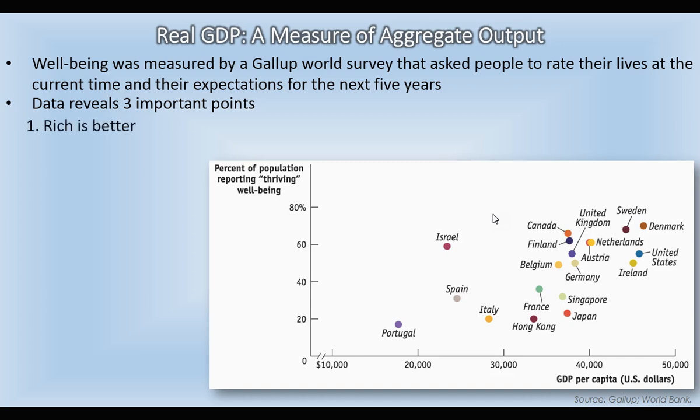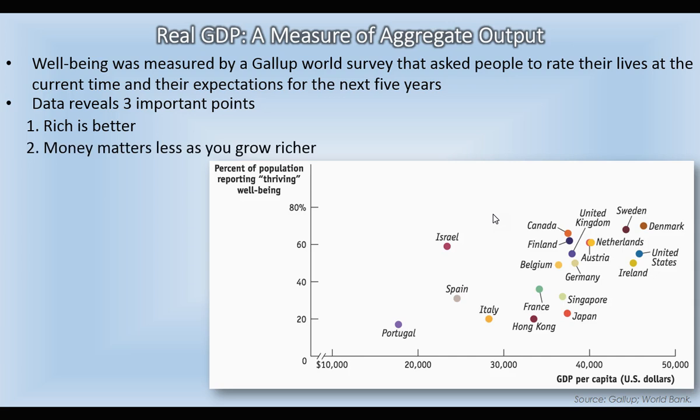So what this data tells us is, one, that rich is better, that if you do have a higher level of GDP per capita, then you will have an overall higher, on average, subjective well-being. People are going to feel like they're doing well in their country. And we can kind of see that here. This is a plot of all these individual data points, but you can see a positive relationship there. As you increase the amount of GDP per capita, there seems to be an increasing relationship between that and the percentage of the population reporting as thriving.